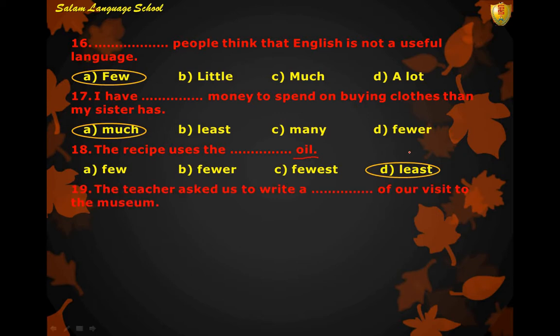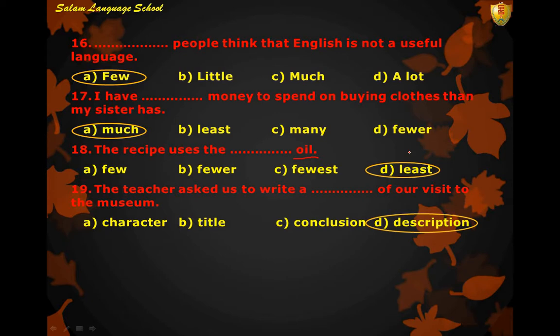Number 19. The teacher asked us to write a blank of our visit to the museum. To write a character, a title, a conclusion, or a description? Which choice? D. Yes, description. The teacher asked us to write a description of our visit to the museum.